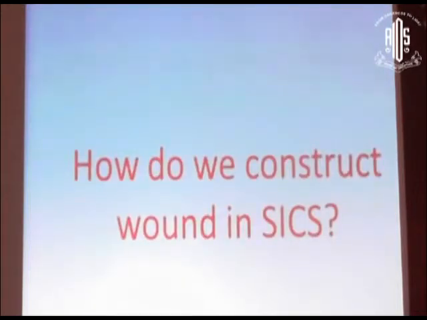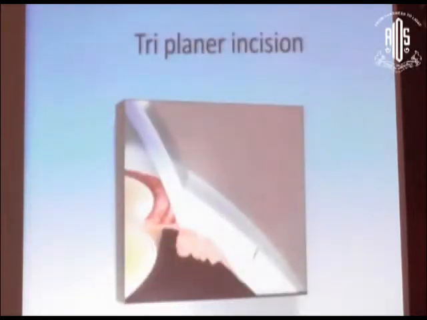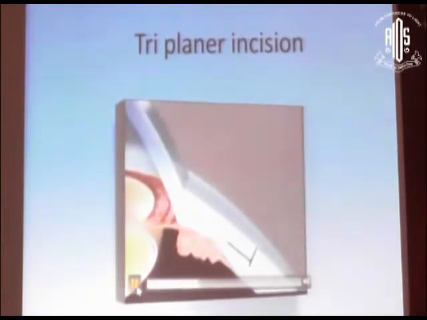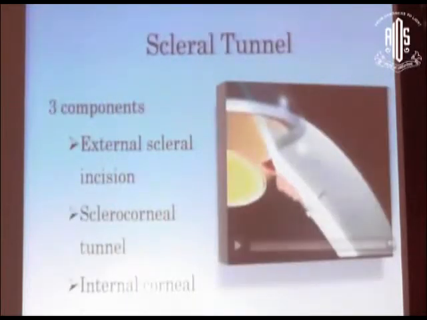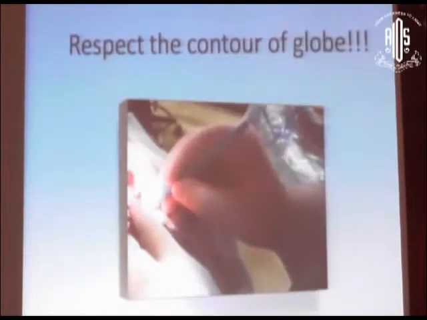So let's move on to how we construct a bone in SICS. This is basically a triplanar bone. External incision, sclerocorneal tunnel, then the internal incision. Another view of this, external view. Then the sclerocorneal tunnel and the internal incision.